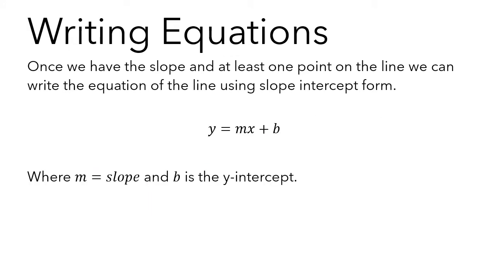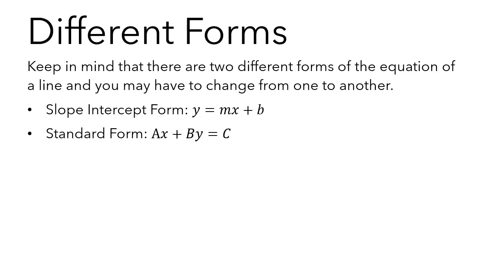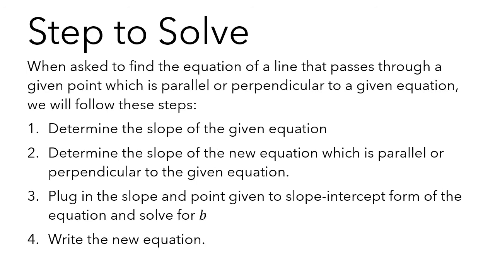Once you have those two things, you can write the equation using slope-intercept form. And keep in mind, m stands for slope, and b is the y-intercept. Let's see how you do it. Now there's actually two different forms of the equation, standard form and slope-intercept form, and we're mainly going to deal with slope-intercept form, so you will have to change standard form into slope-intercept form if you're given standard form in the question. So here are the steps to solve.